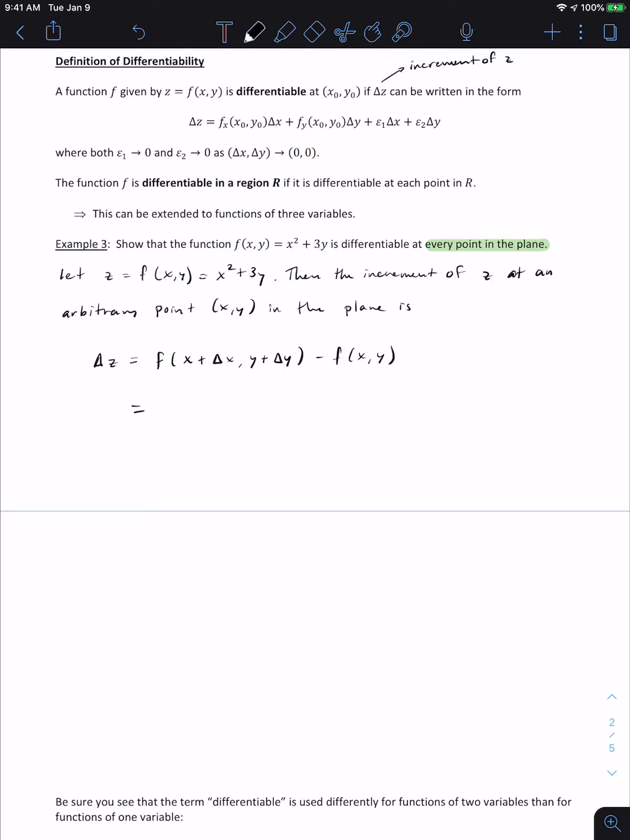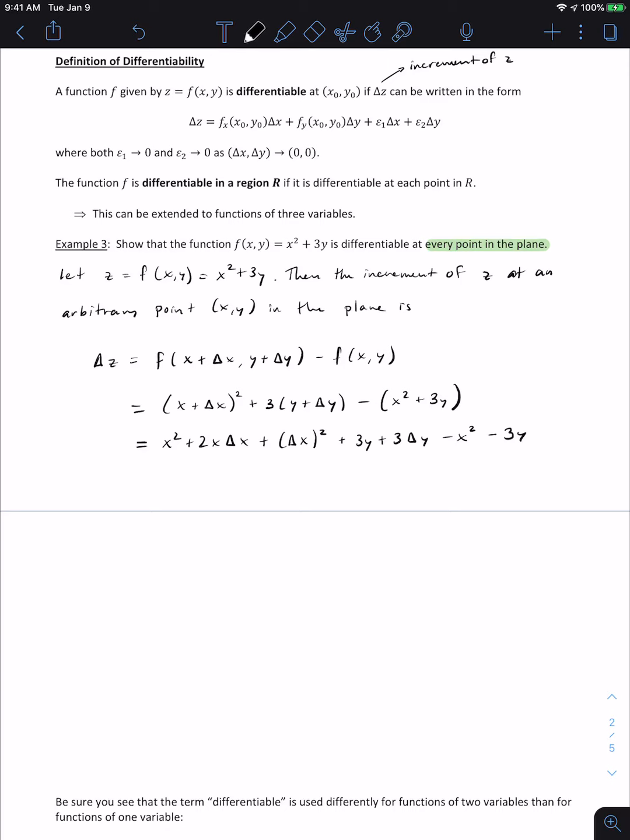So I'll go and say x squared, but x is x plus delta x squared, plus 3y, but y is y plus delta y. And then minus f of x, so minus my function, but I need to make sure to write minus parenthesis so that I remember to distribute my negative sign. So if I square this, I get x squared plus 2x delta x plus delta x squared plus 3y plus 3 delta y minus x squared minus 3y.